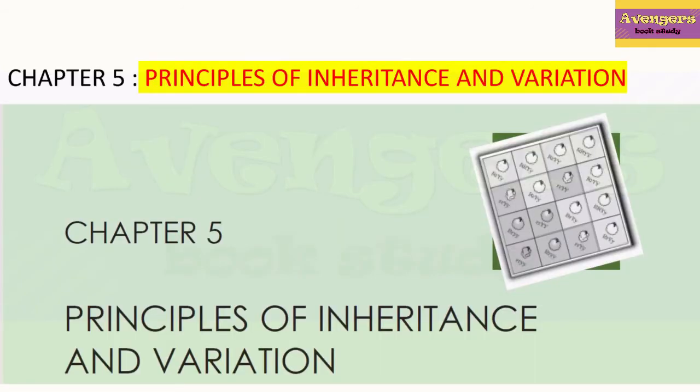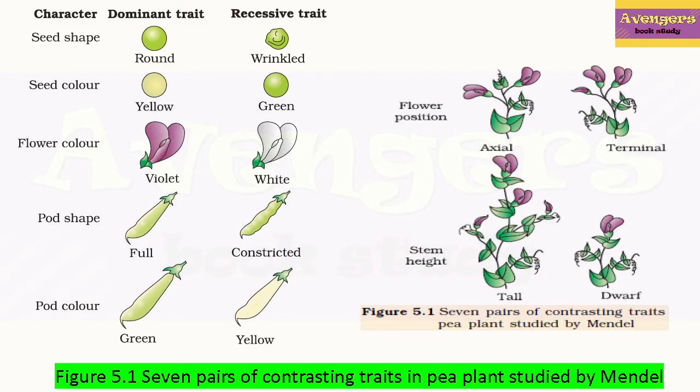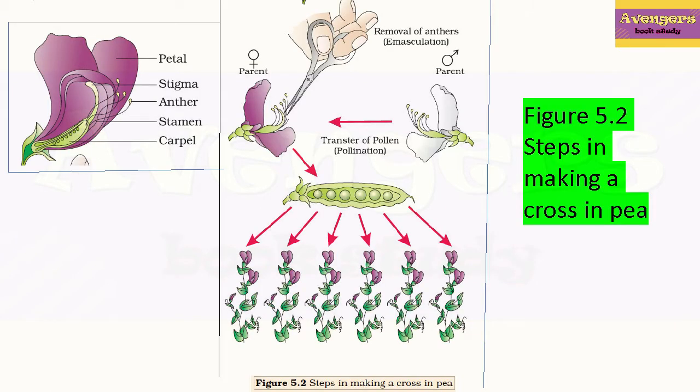Chapter 5, Principles of Inheritance and Variation. Figure 5.1: 7 pairs of contrasting traits in pea plant studied by Mendel. Figure 5.2: Steps in making a cross in pea.